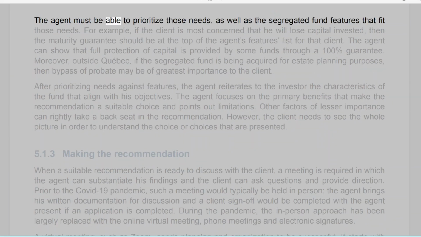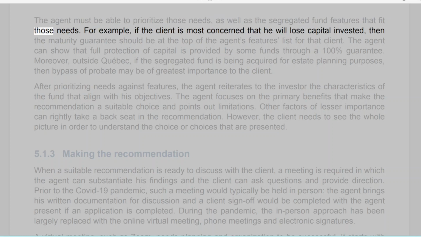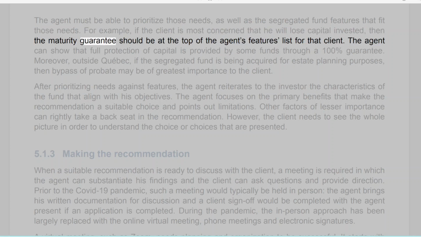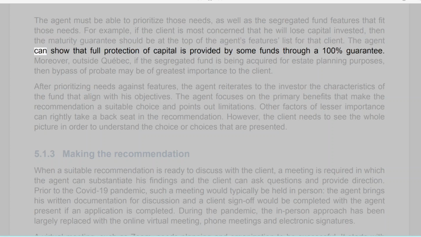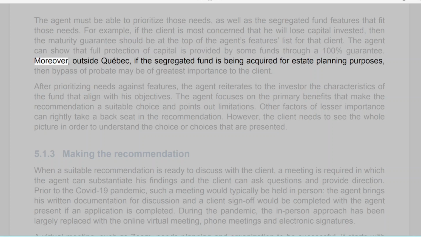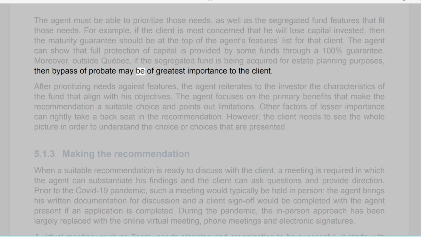The agent must be able to prioritize those needs, as well as the segregated fund features that fit those needs. For example, if the client is most concerned that he will lose capital invested, then the maturity guarantee should be at the top of the agent's features list for that client. The agent can show that full protection of capital is provided by some funds through a 100% guarantee. Moreover, outside Quebec, if the segregated fund is being acquired for estate planning purposes, then bypass of probate may be of greatest importance to the client.